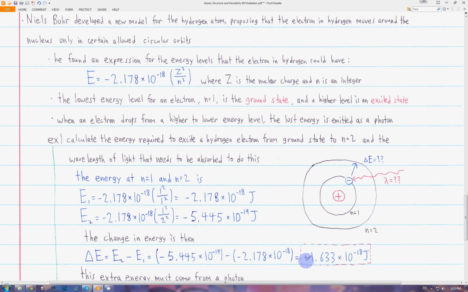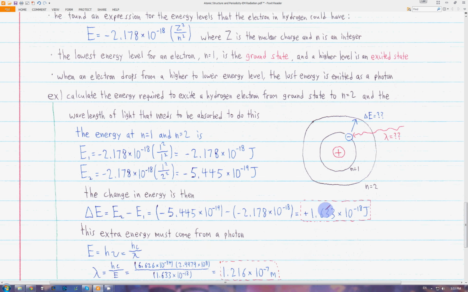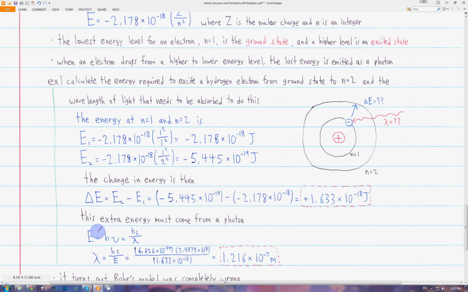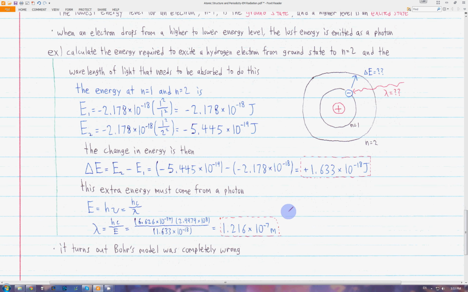So this extra energy that it absorbed came from a photon. And so we can calculate the wavelength of the photon, because we know that the energy of a photon is h, Planck's constant, times the frequency, or in other words, h times c divided by the wavelength. So if we solve for the wavelength, then we get it's 1.216 times 10 to the negative 7th meters. And so it turns out that Bohr's model is actually completely wrong.